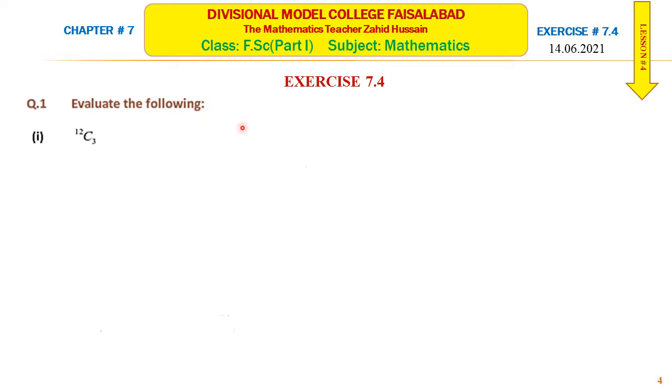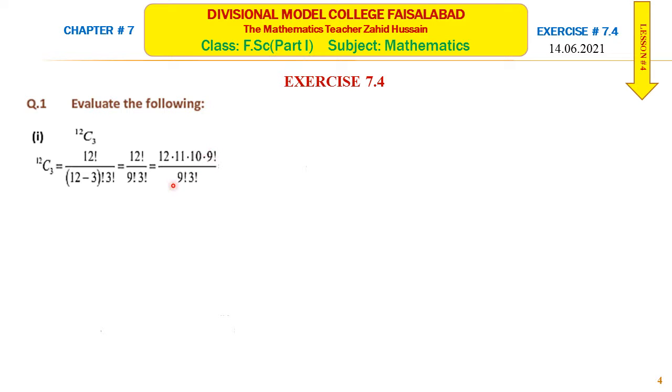In exercise 7.4, you are asked to evaluate the following. In question number 1, calculate 12C3, combination of 12 objects taken 3 at a time. So we know its formula, 12C3 equals 12 factorial over 12 minus 3 factorial into 3 factorial. Simplifying this, we get 12 factorial over 9 factorial into 3 factorial, or 12 into 11 into 10 into 9 factorial over 9 factorial multiplied by 3 factorial.